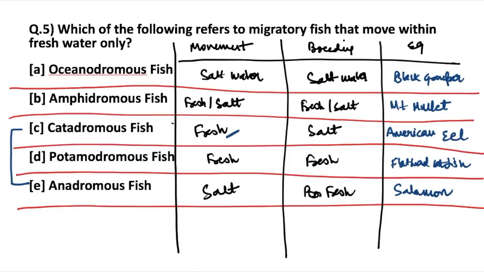So pause the video and take a screenshot of this to remember each one of these categories of migratory fishes. They are very important from the exam point of view. And if you could just name some of the other examples of these fishes, you can mention them in the comment section.